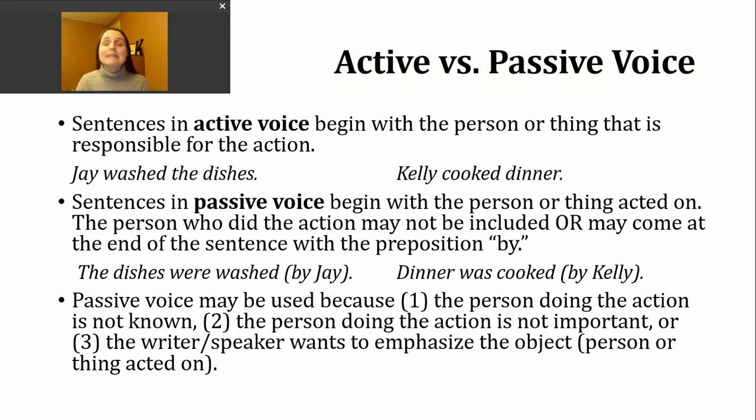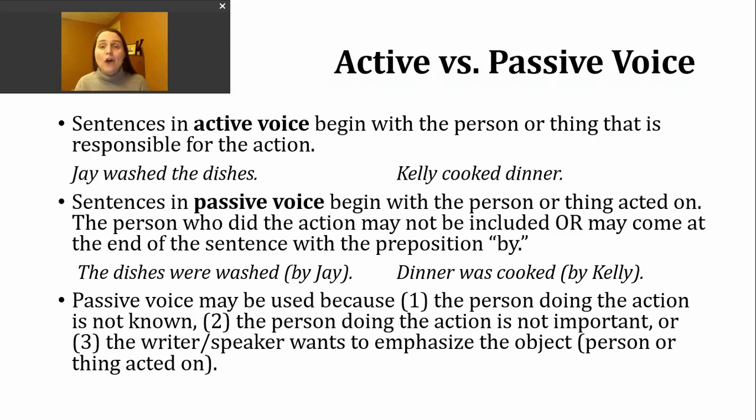Now, sentences in the passive voice, though, are going to begin with the person or the thing that is acted on. I know some teachers will talk about the thing or person that receives the action, that same idea here. So in these passive voice sentences, the person who is responsible for the action may not be included in the sentence, or that person may come at the very end of the sentence after the preposition by.